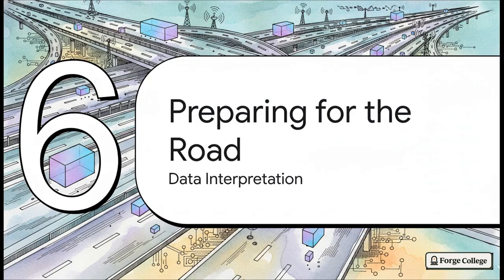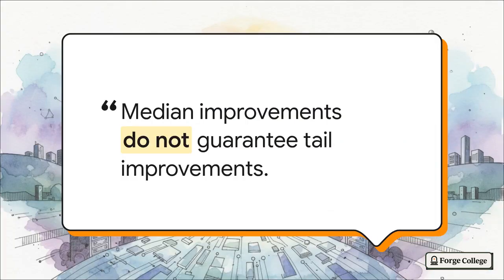So what does this data actually mean for us? Well, it gives us this absolute golden rule. Median improvements do not guarantee tail improvements. Yes, Turbine's parallel lanes brilliantly accelerate all your common, everyday traffic, but rare network drops, missed interrupts, or sudden CPU spikes, those will still cause absolute gridlock for a few unlucky vans. Fixing the average commute does not magically clear out the rare, catastrophic crashes in the tail.